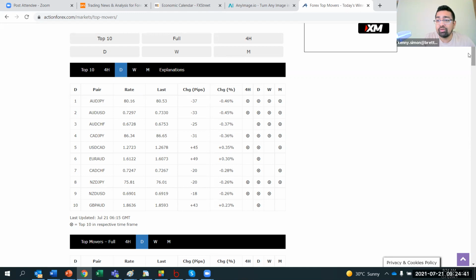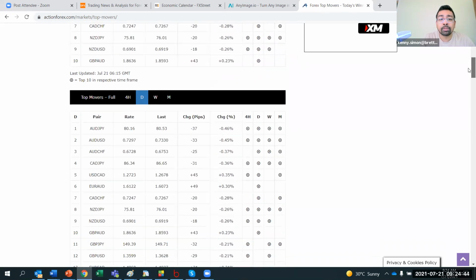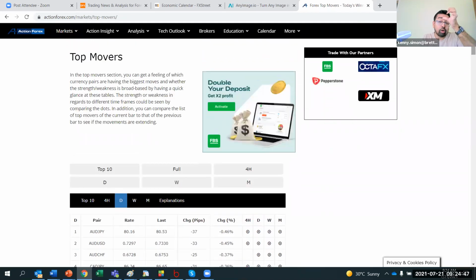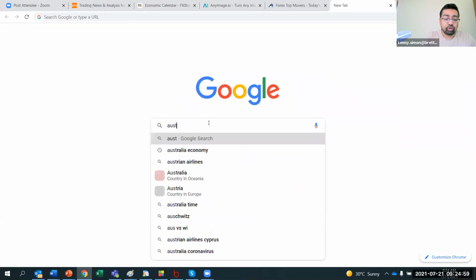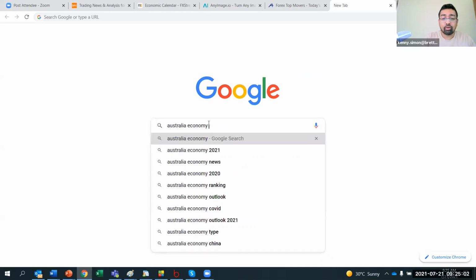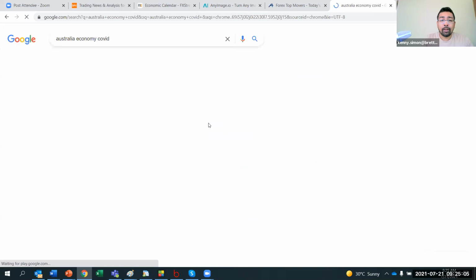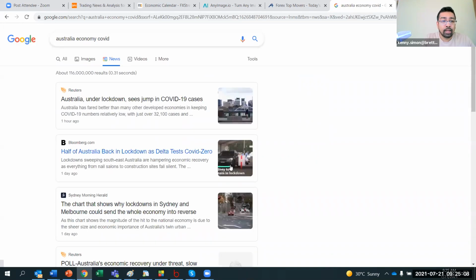Since it is giving us that hint about Australian dollar being focused on quite a lot, that basically means there's a lot going on in Australia still. I would presume it's still got to do with the COVID situation. If you want to know more, very simple, you just type Australia economy right there, or even COVID situation, and just go onto the news section right there. And you can see 1 hour ago, Australia under lockdown sees jump in COVID-19 cases. So this is solidifying the whole scenario of Australia being in lockdown and terrible condition, cases of COVID as well.